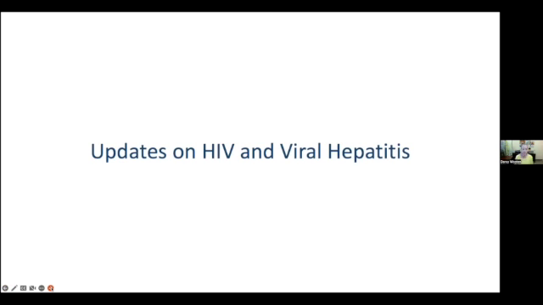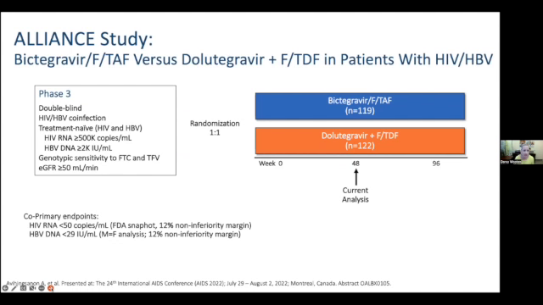So we'll start with some updates on HIV and viral hepatitis, really focusing on HIV and hepatitis B co-infection, with one mention for hepatitis delta. The first study I wanted to highlight was presented this summer at IAS, the ALLIANCE study. I wanted to highlight it because it was presented and didn't get as much press as I thought it might. It was kind of a surprising result, so I just wanted to bring it to your attention in case you hadn't heard much about it.